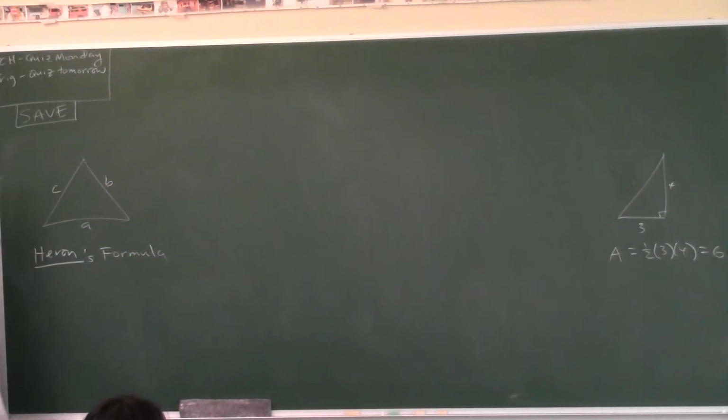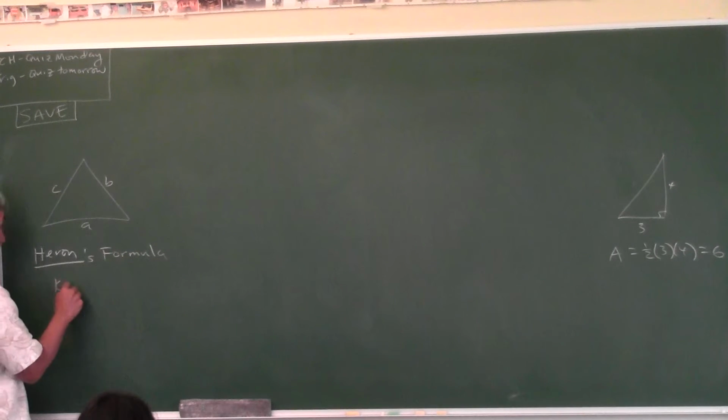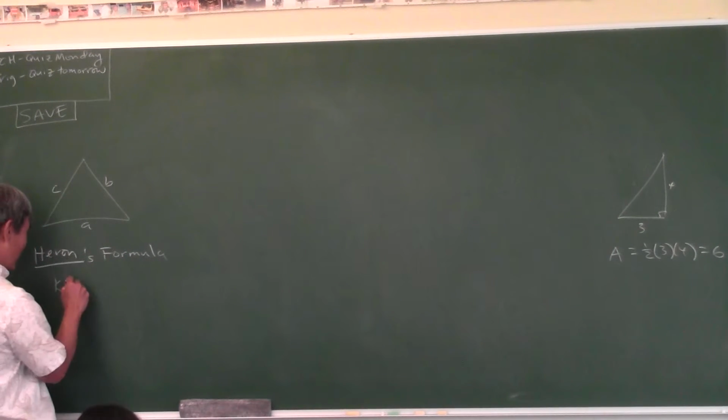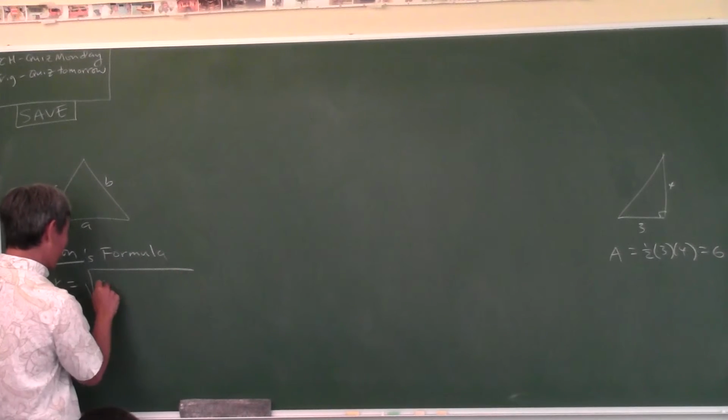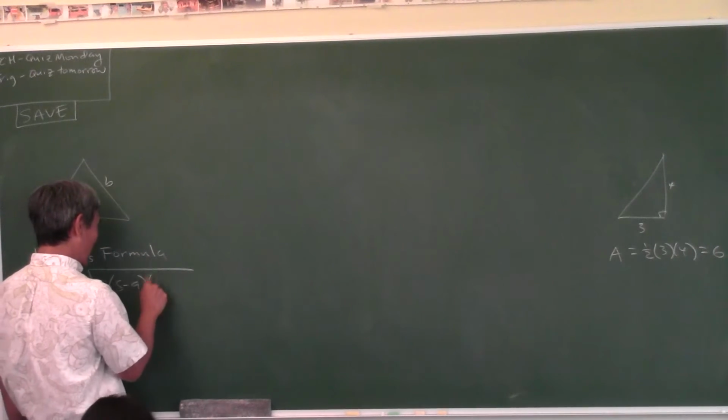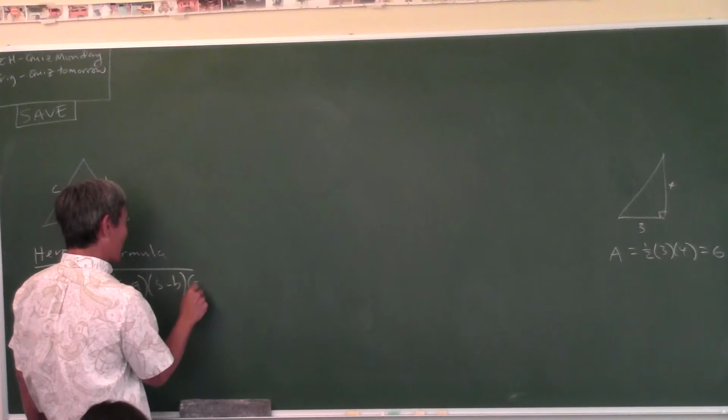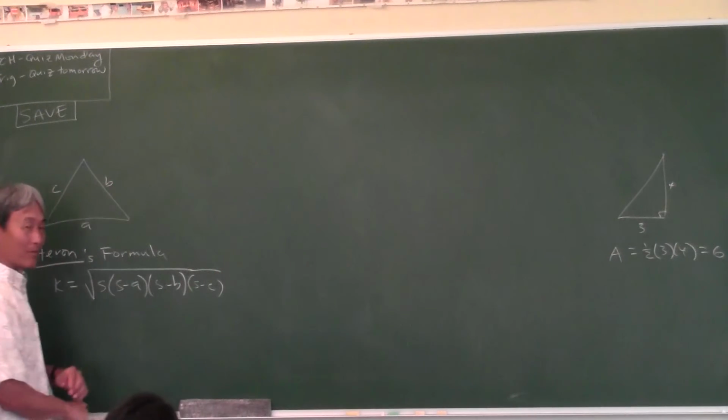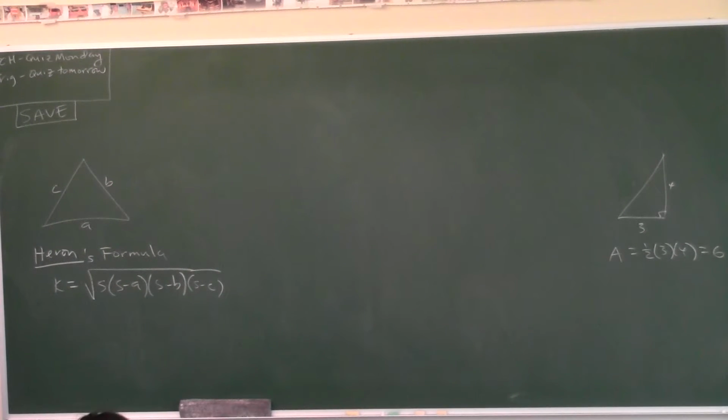Okay, so what is Heron's formula? I'll tell you. If you're given 3 sides of a triangle, the area is equal to the square root of s times (s minus a) times (s minus b) times (s minus c). Does this formula look familiar? You've never seen this before? Are you serious? This is geometry!